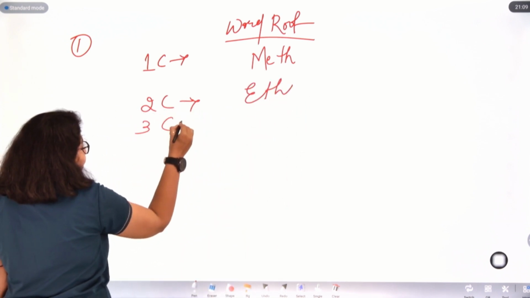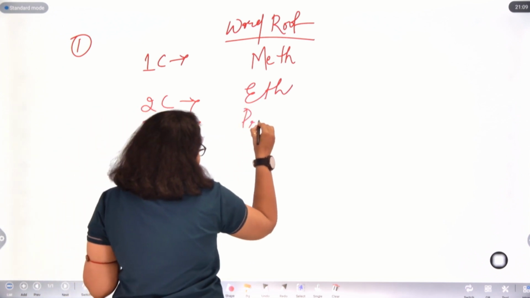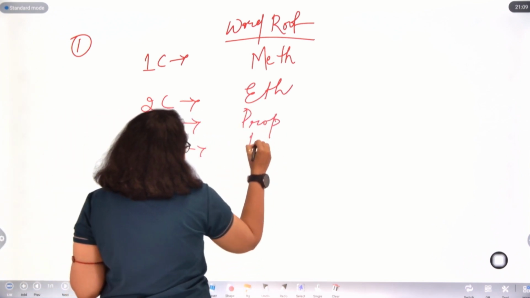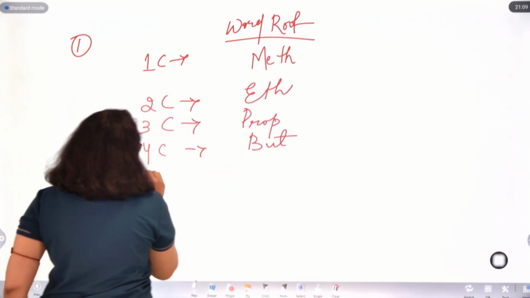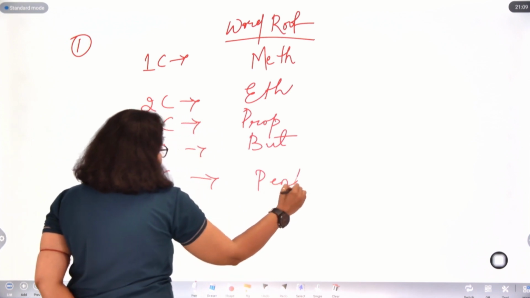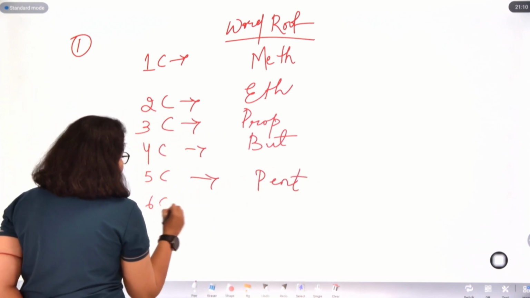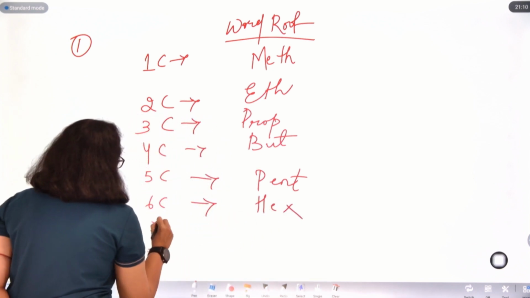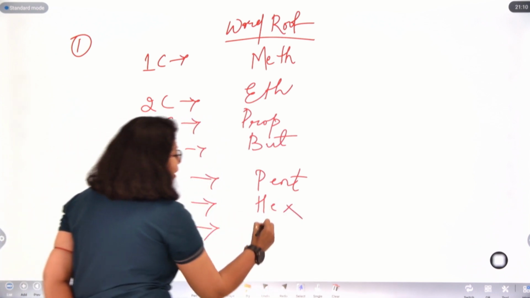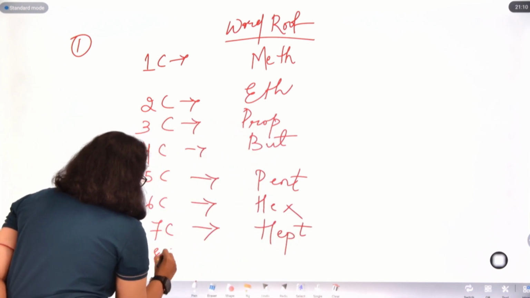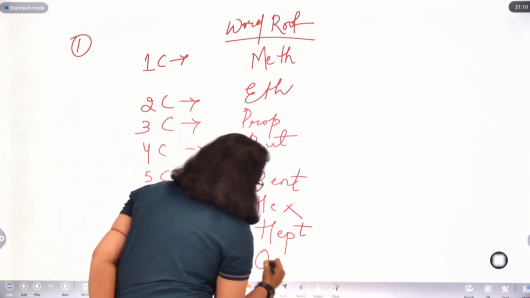Similarly, 3 carbon atoms, prop. 4 carbon atoms, but. 5 carbon atoms, pent. 6 carbon atoms, hex. 7 carbon atoms, hept. 8 carbon atoms, oct.